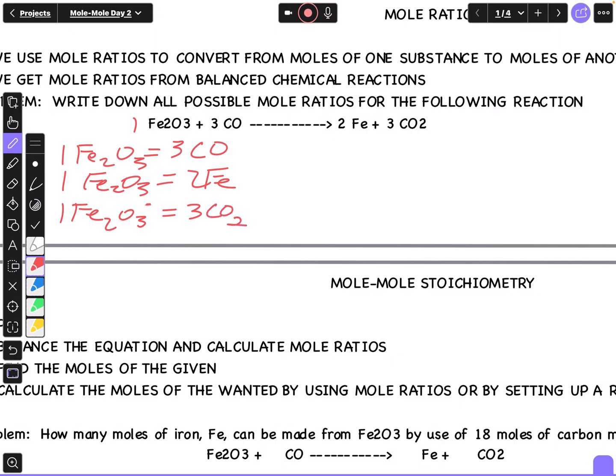Some other possible mole ratios, if I look at the other reactant, if I have 3 moles of CO, I get 2 moles of Fe. Also, if I start with 3 moles of CO, I get 3 moles of CO2. Now, is that all of the mole ratios? I think there would be one more. I can relate my 2 products to one another. Every time 2 moles of Fe are produced, I get 3 moles of CO2.